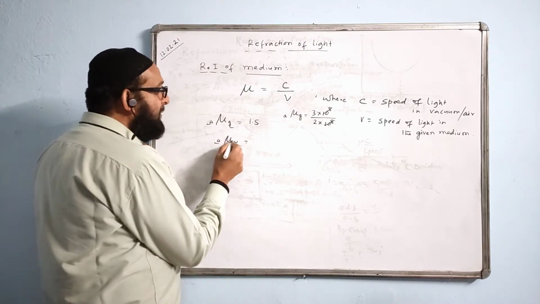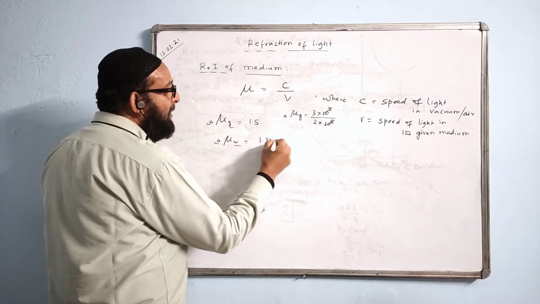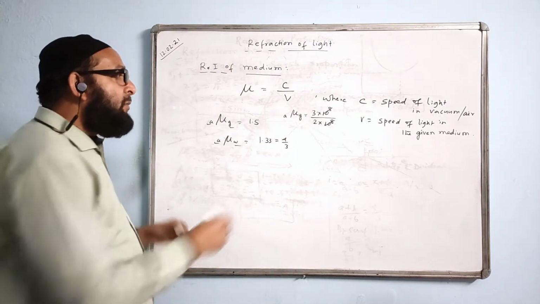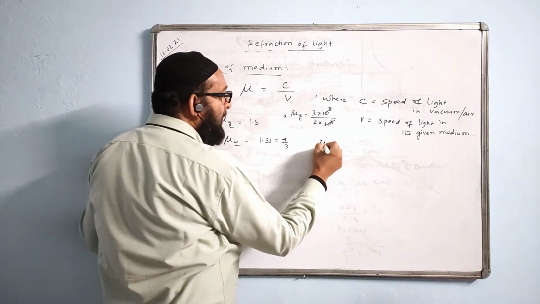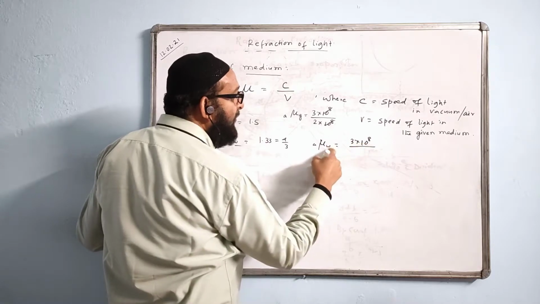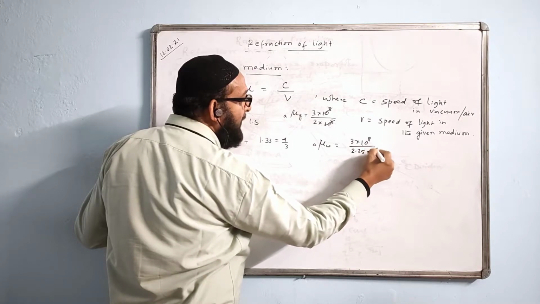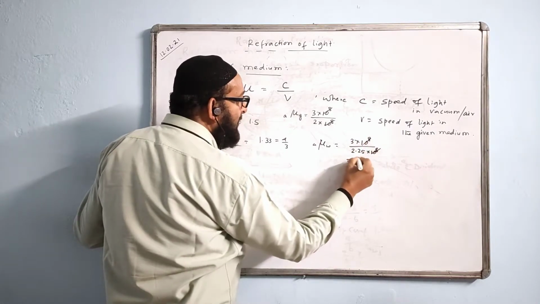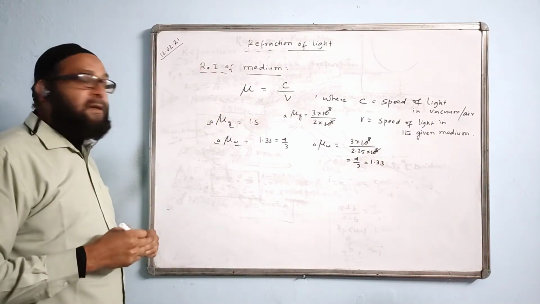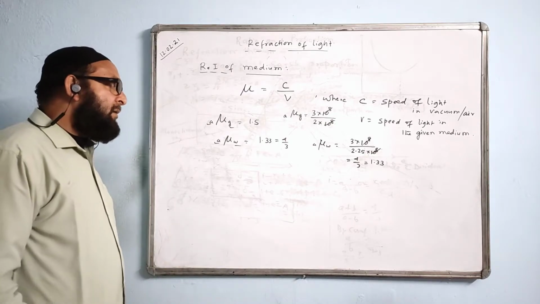So the value of the refractive index of water with respect to air is 4 by 3, or we can write 1.33. Why is this the value? Based on this calculation, we write 3 into 10 to the power of 8 as the C value, and the speed of light in water, the value I gave already, is 2.25 into 10 to the power of 8. Cancel it, divide, and we get the answer 4 by 3. 3 by 2.25, the answer is coming 4 upon 3. In decimal, the answer comes 1.33.